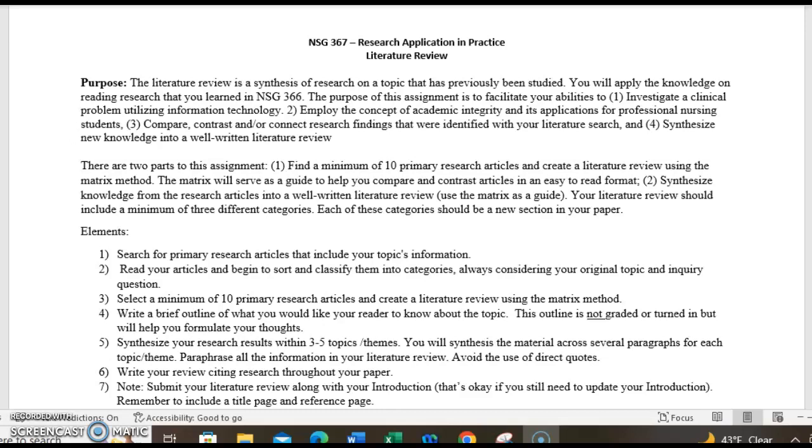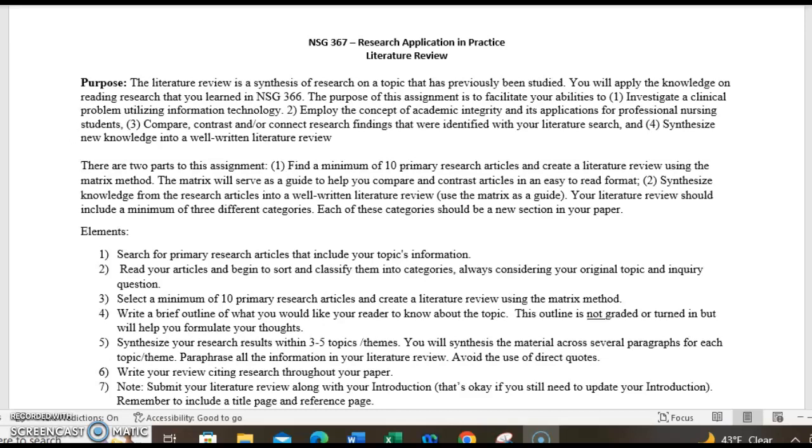Now, this literature review will also give you the opportunity to employ the concepts of academic integrity that you are learning about as you complete that plagiarism tutorial. In essence, what you will be doing is comparing, contrasting, and connecting the research findings across the 10 articles that you include within your literature review that specifically answer your clinical question. And you will have an opportunity to synthesize this knowledge gained in a well-written literature review.